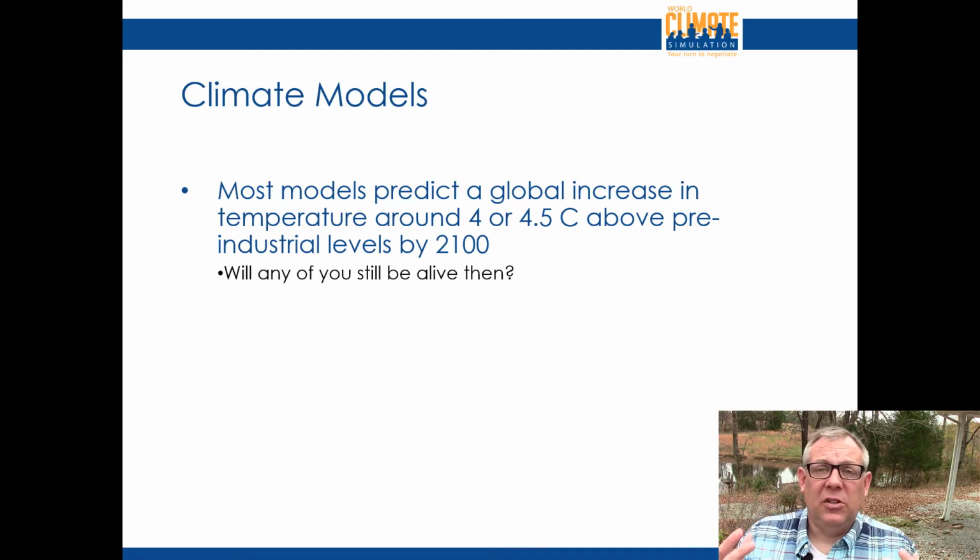So there's tons and tons of different climate models out there, but they all kind of come to the consensus that by 2100, global temperatures will be about 4 or 4.5 degrees Celsius warmer. And so in the past century, we've seen maybe not quite 1 degree increase. We're talking 4 or 4.5 degree increase Celsius. That is a significant change in global temperatures.